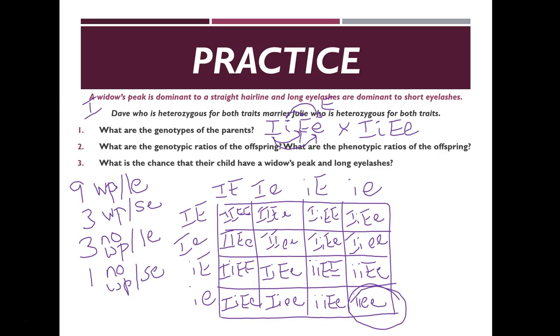So, for the sake of a test or a quiz, I'm not necessarily going to make you show your work on a dihybrid cross. There may be a time where I may have you do it just so you can prove to me that you understand how to do it. But otherwise, if you see this ratio, you know that it's 9, 3, 3, 1.